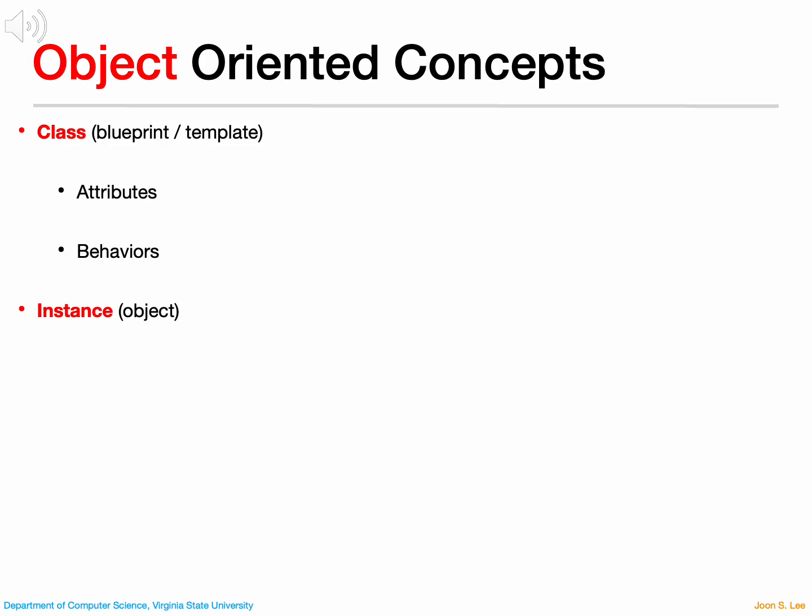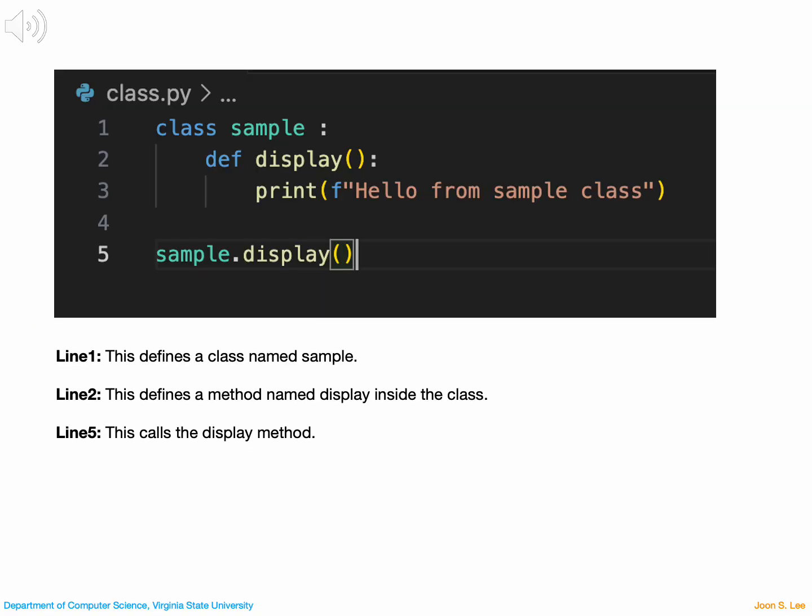The class defines the structure. The object is the actual thing you work with in your program. Next, we'll see how this looks in actual Python code. Now let's look at a very simple Python class example.